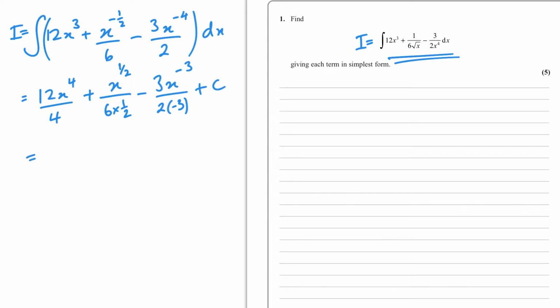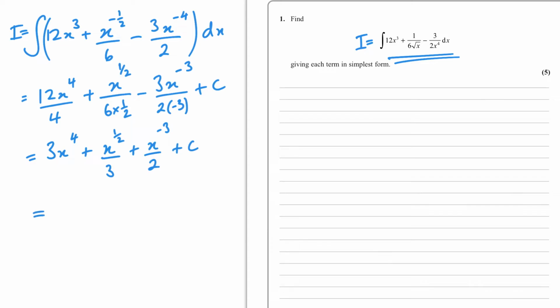Then it's a matter of essentially sorting this out, simplifying it. So 3x to the power 4 plus x to the half over 3. Now if I look at this one, it's going to give me minus 6 on the bottom, and the 3 will cancel nicely, even though it's just 2 on the bottom, but it's a minus, and that minus is going to give me a plus. So we've got plus x to the minus 3 over 2 plus c.